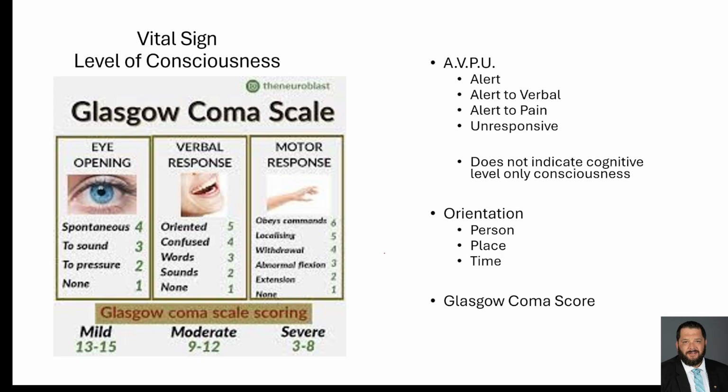Other vital signs. We've talked a lot about AVPU. That's a level of consciousness assessment. Remember, that's alert, alert to verbal, alert to pain, and unresponsive. It does not determine a patient's cognitive level, only their level of consciousness. We'll go further to assess this using something called the Glasgow Coma Score. And this is a score based on the level of consciousness of the patient.